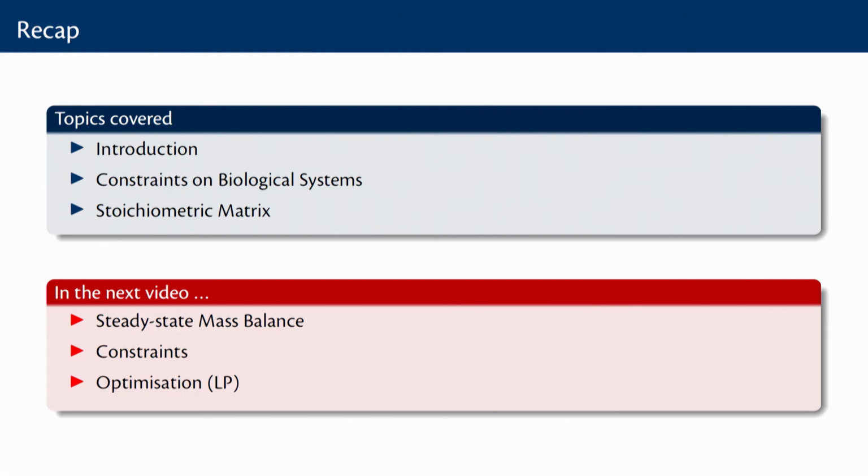So I hope in today's video you got an introduction to this interesting field of constraint based modeling, followed by a brief insight into the kind of constraints that exist in biological systems and how one goes about building the stoichiometric matrix. In the next video we will start looking at flux balance analysis, and we will start with a steady state mass balance, followed by how one adds constraints to the mass balance problem, and then how one sets up the optimization problem, which typically is a linear programming LP problem.